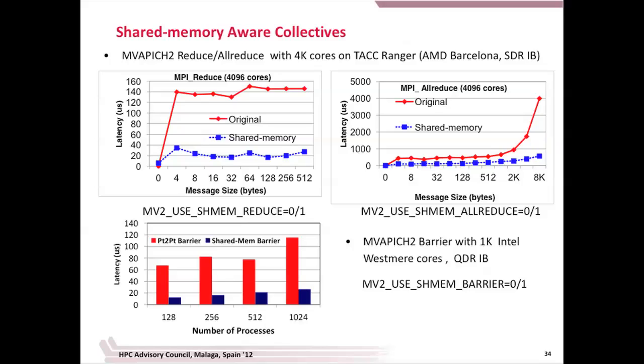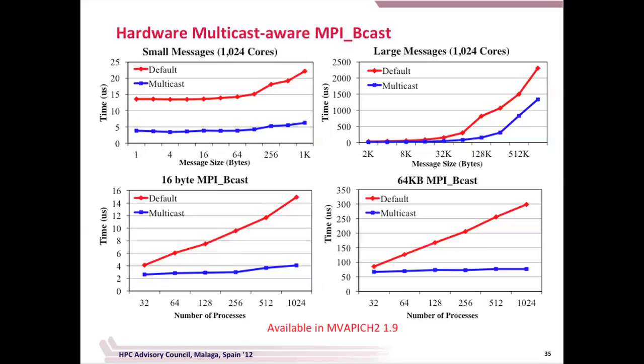So the original versus shared memory, you get a very big improvement in performance, and that is also the default in the MVAPICH2 library. You don't have to do anything. Now, more recently, we have introduced this. This is just available in the MVAPICH2 1.9 release, which we made last week.